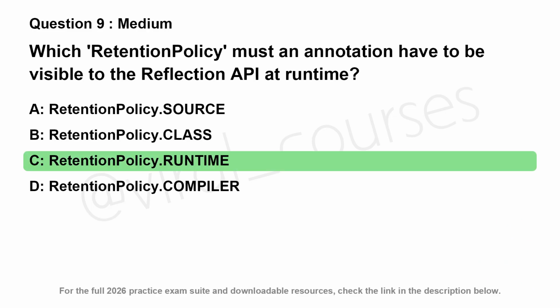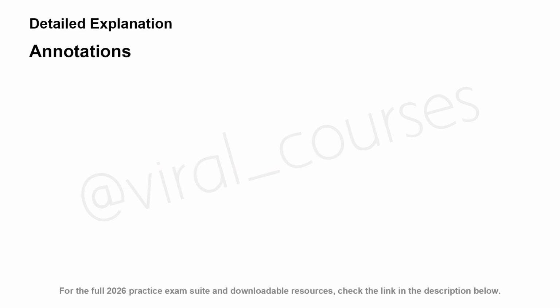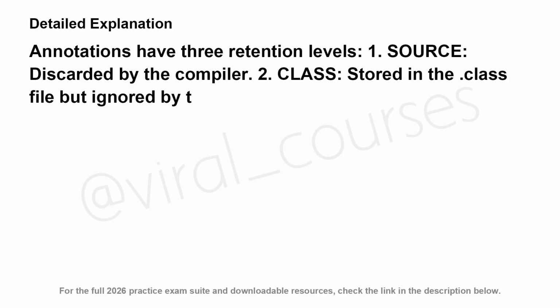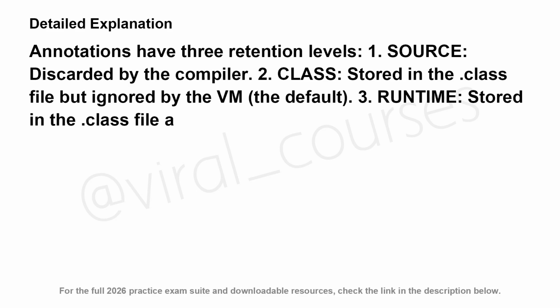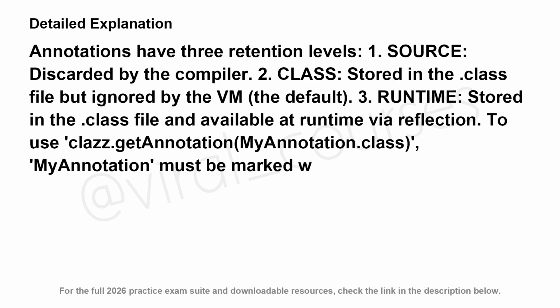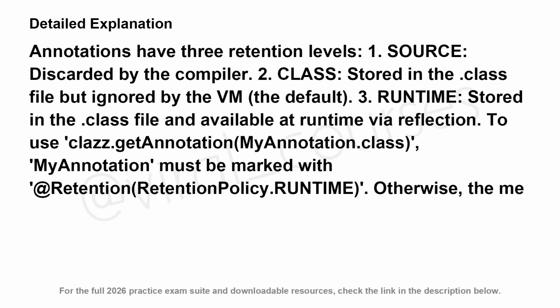The correct answer is C. Annotations have 3 retention levels. 1. Source. Discarded by the compiler. 2. Class. Stored in the class file but ignored by the VM. This is the default. 3. Runtime. Stored in the class file and available at runtime via reflection. To use class.getAnnotation(MyAnnotation.class), MyAnnotation must be marked with @Retention(RetentionPolicy.RUNTIME). Otherwise, the method will return null.